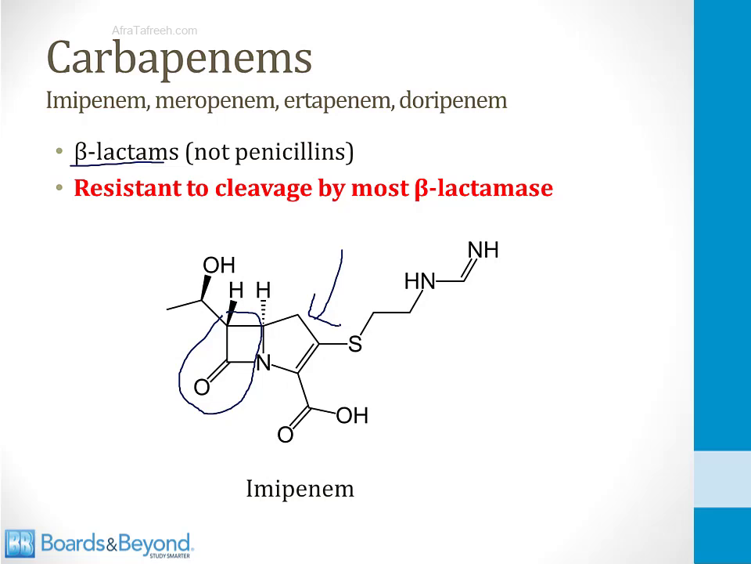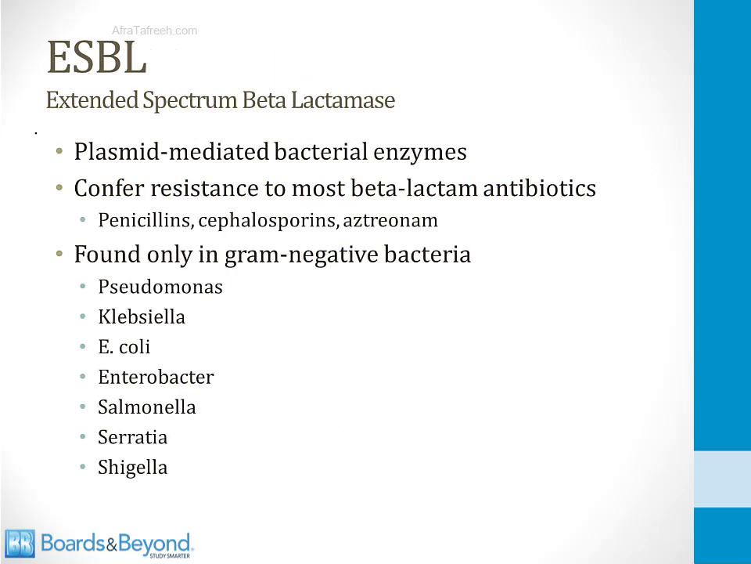The major advantage of the carbapenem antibiotics over other beta-lactams, especially over the penicillins, is that the carbapenems are resistant to cleavage by most beta-lactamase enzymes. Let me pause here and mention extended spectrum beta-lactamase enzymes, or ESBL. These are plasmid-mediated bacterial enzymes that confer resistance to most beta-lactam antibiotics, including penicillins, cephalosporins, and aztreonam. These beta-lactamase enzymes are found only in gram-negative bacteria.